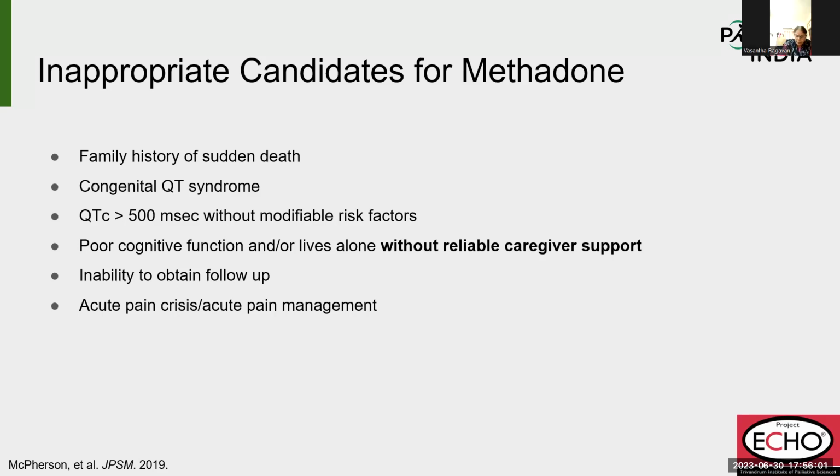And if the patient is unable to give us feedback about pain, suppose the patient has dementia and is unable to communicate to us regarding the pain, then probably we should not start the patient on methadone. Another requirement is that there should be a reliable caregiver to administer methadone. If the patient does not have a reliable caregiver, do not start the patient on methadone. Then if we are unable to follow up the patient, and as I told you earlier, acute pain crisis is not an indication to start the patient on methadone.